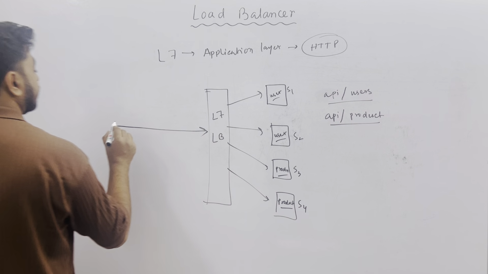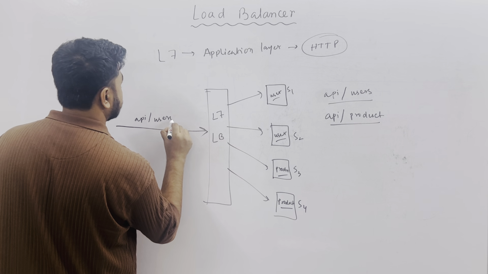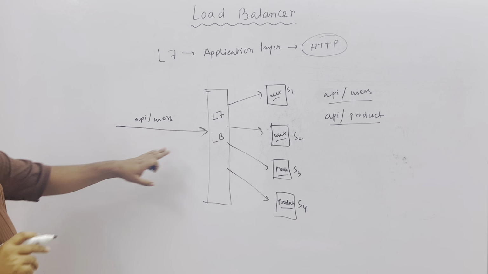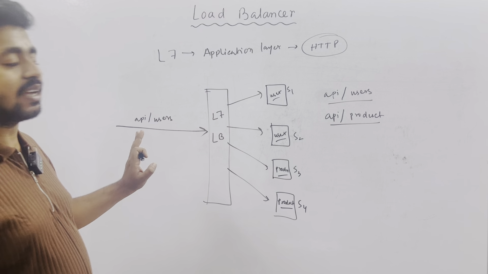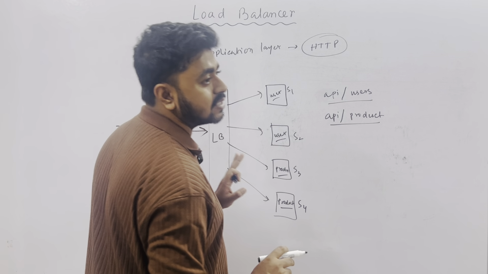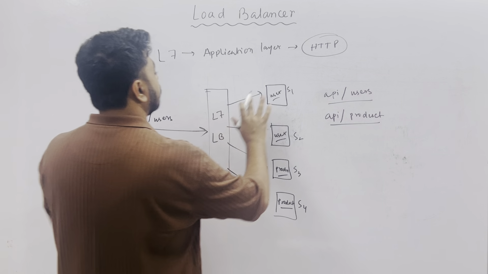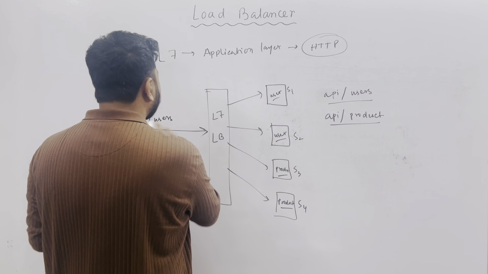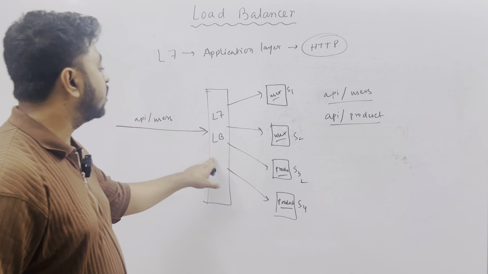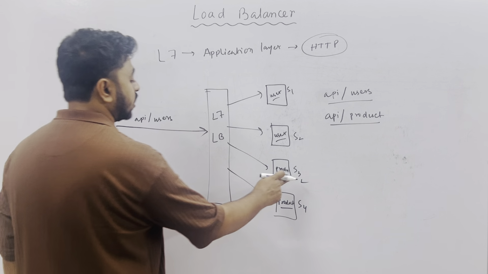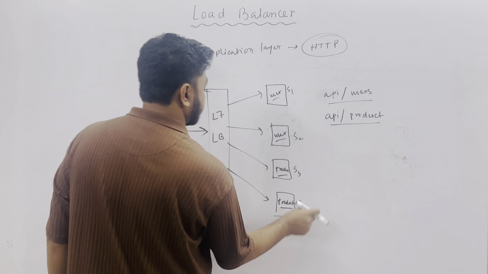Now, this request travels to API /users. If it is an L4, it will not think about which HTTP request comes, it just thinks about the destination IP address, and it will directly distribute the load irrespective of the servers. It may distribute to product even though the request is asking for user. So, that is why in an L4 load balancer you have to scale only the same microservices.